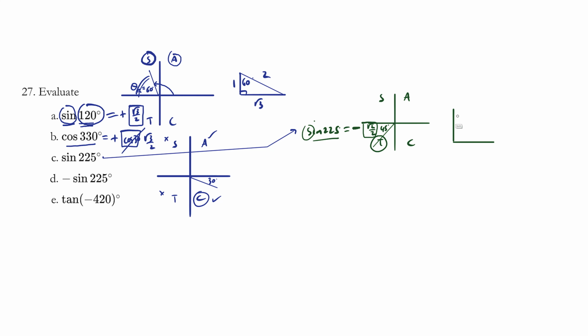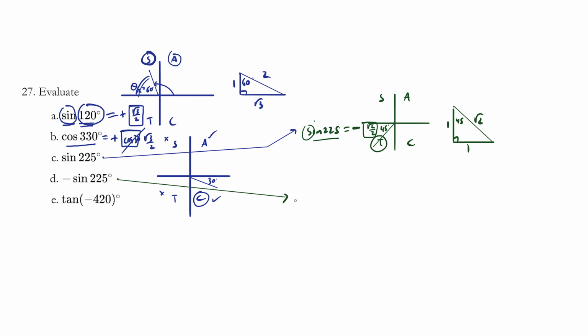You can draw that triangle. 1, 1, root 2. What's sine 45? It's opposite over hypotenuse, which is 1 over root 2, which is the same thing as root 2 over 2, if you rationalize. Alright, let's try D over here.